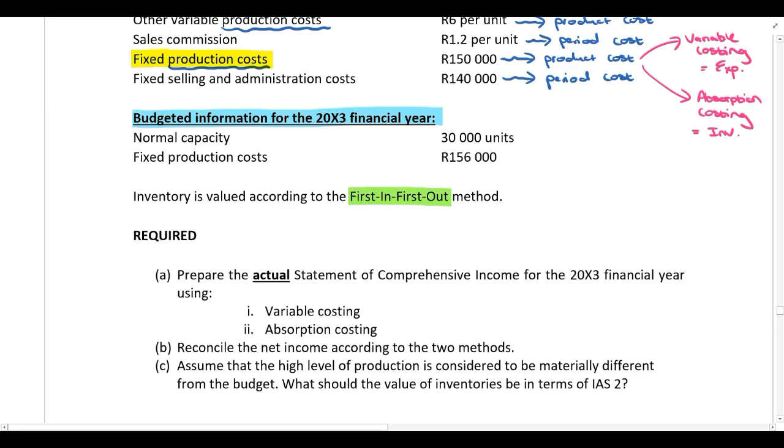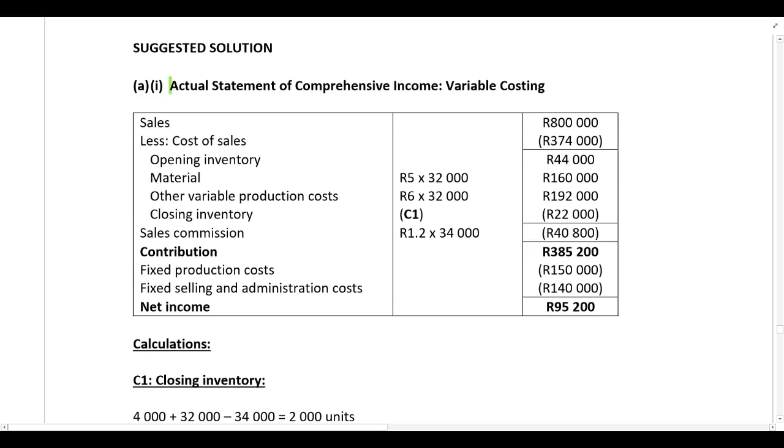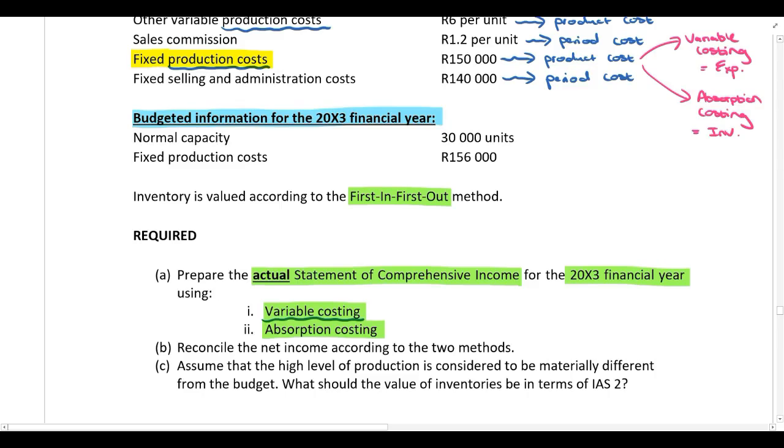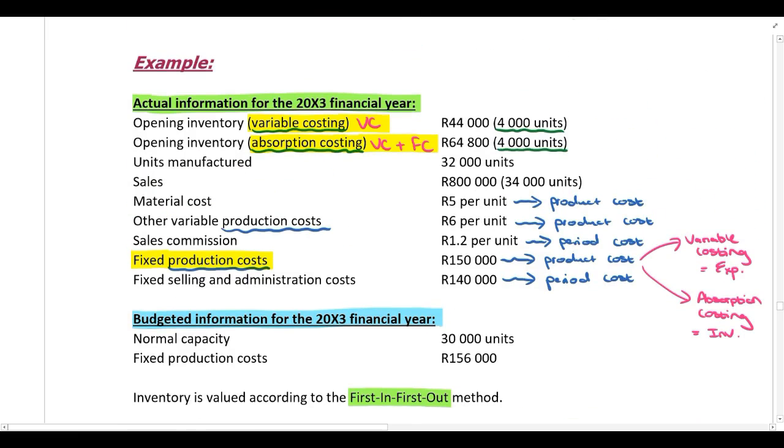In part A of the required, we need to prepare the actual statement of comprehensive income for the 20X3 financial year, first using variable costing and then using absorption costing. All right, so let's start with our variable costing statement. All right, so this is my actual statement of comprehensive income using variable costing. Go back to the information provided in the question.